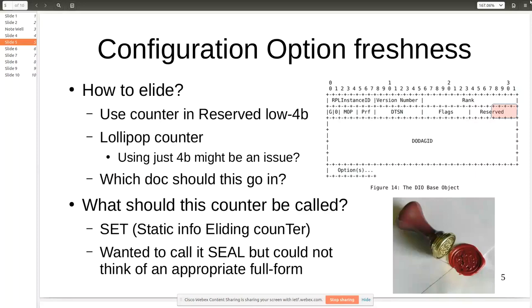So we only have 4 bits usable in the current sequence counter, which is 1 byte. If we used only 4 bits, and we use a lollipop, that reduces it to like 2 bits or something. It's so small.